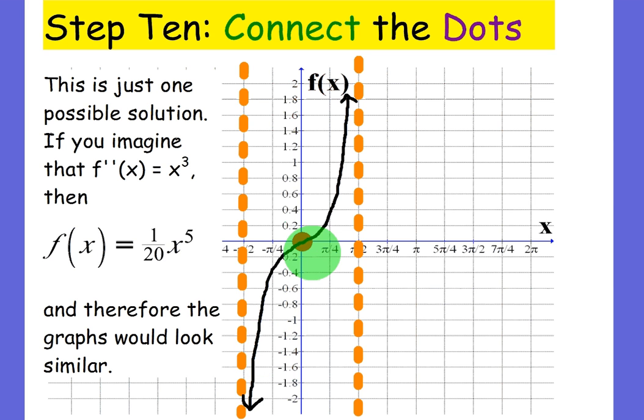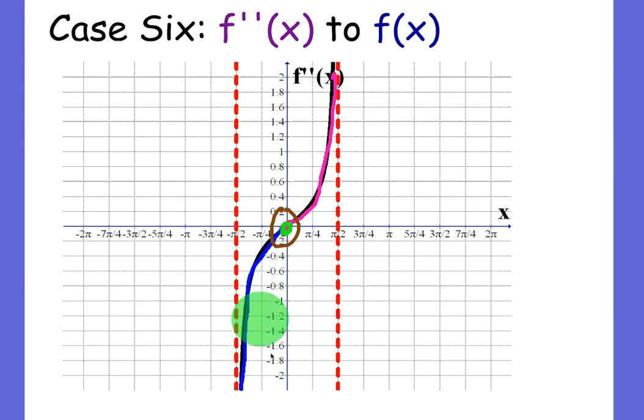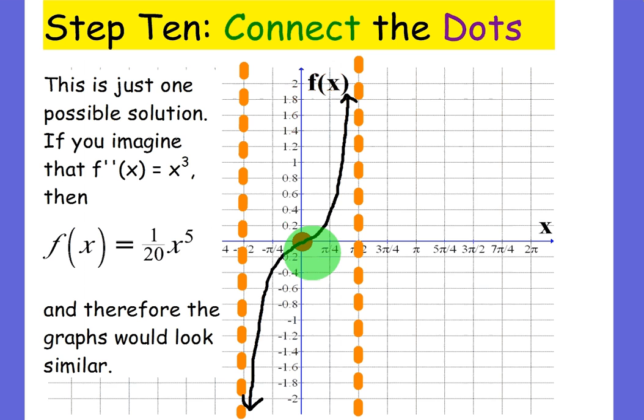So that's it for this example. We went from f double prime to graphing the original, with the information we could conclude using concavity, inflection points, and asymptotes, which is going to look like the second derivative in this case. That's it for this example.